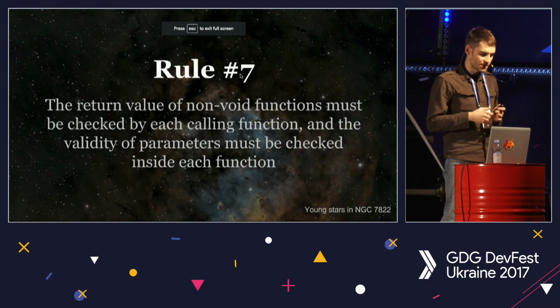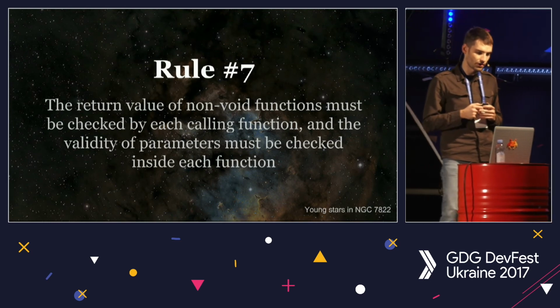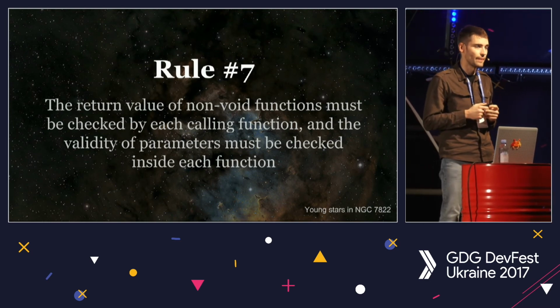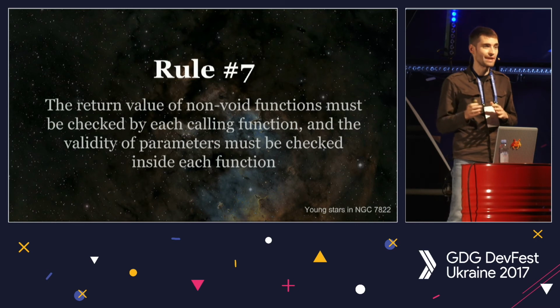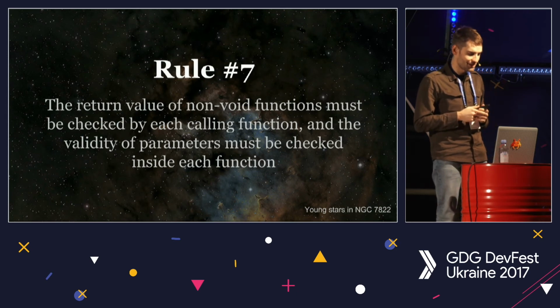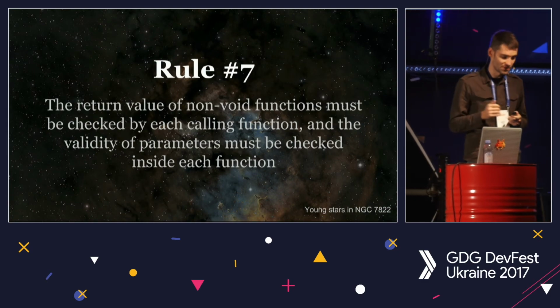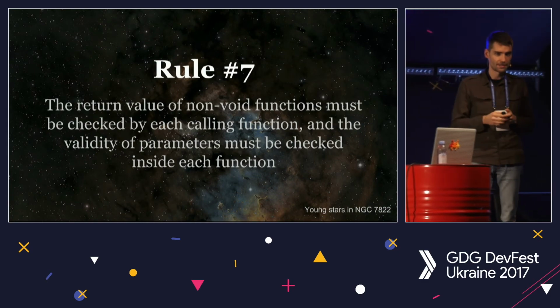Rule number 7: the return value of non-void functions must be checked by each calling function, and the validity of parameters must be checked inside each function. This rule is considered the most important of all the rules we are talking about today. I mean, NASA engineers say that. They said, this is the rule we follow the most. It's very right here.